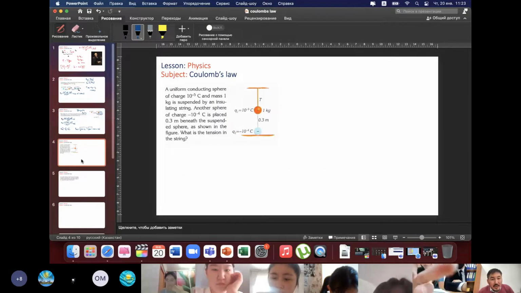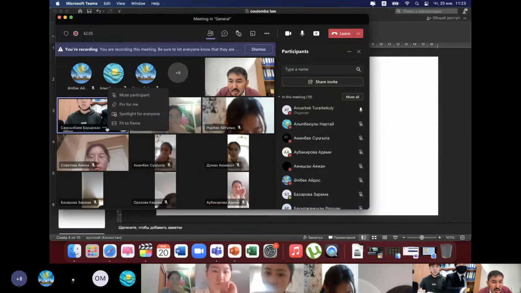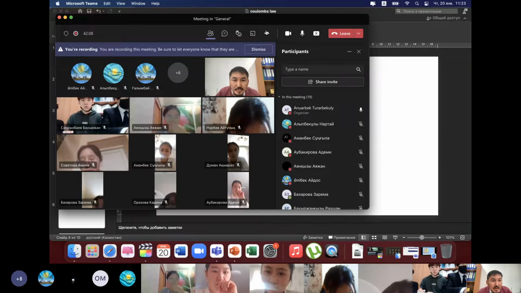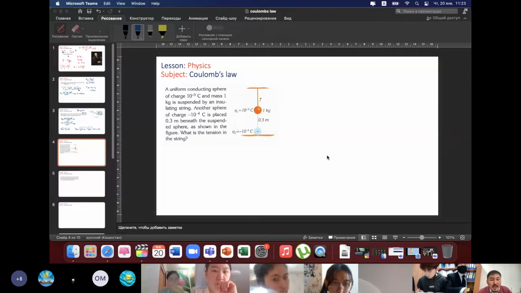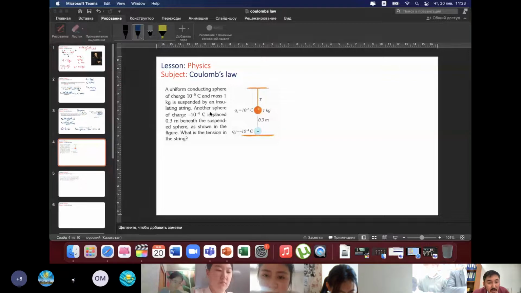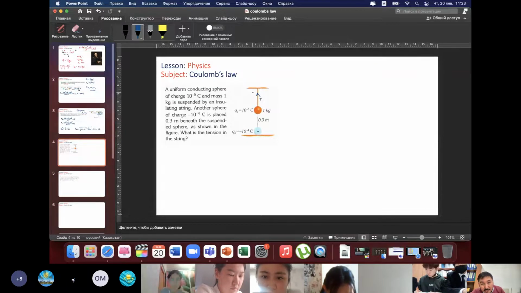Let me mute Baujan because I can't hear it. A uniform conducting sphere of charge 10 to the power of -5 coulombs and a mass of 1 kilogram is suspended by an insulating string. Another sphere of charge -10 to the power of -4 coulombs is placed at 0.3 meters beneath the suspended sphere as shown in the figure. What's the tension in the string? For tension, there is no specific formula, but its direction here is upward.